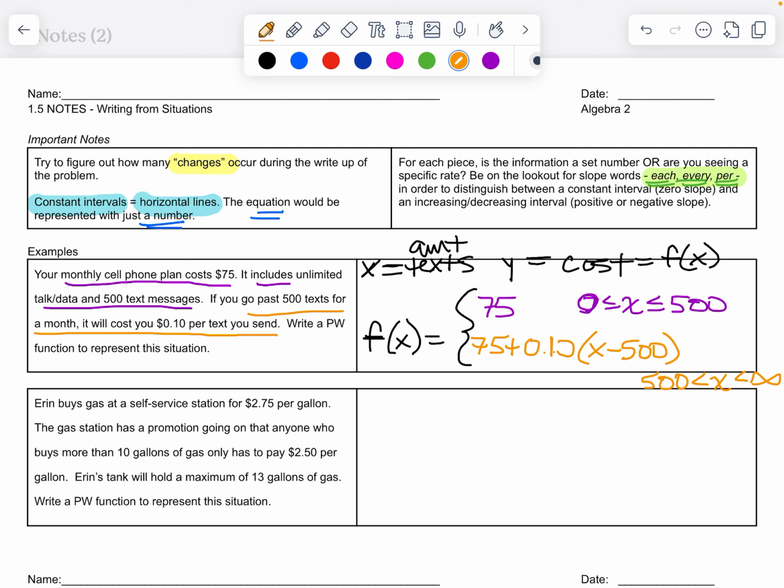So in terms of that situation, I wrote the end point for the previous interval, which is $75, and then I tacked on 10 cents for every text message past the 500. That is the correct answer in this scenario. The first part is a lot easier than the second part, but we'll get more practice on it as we go along.